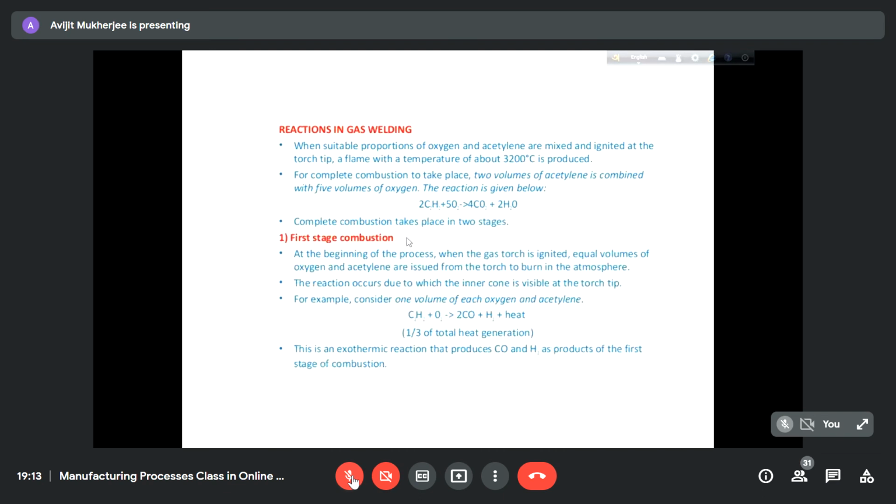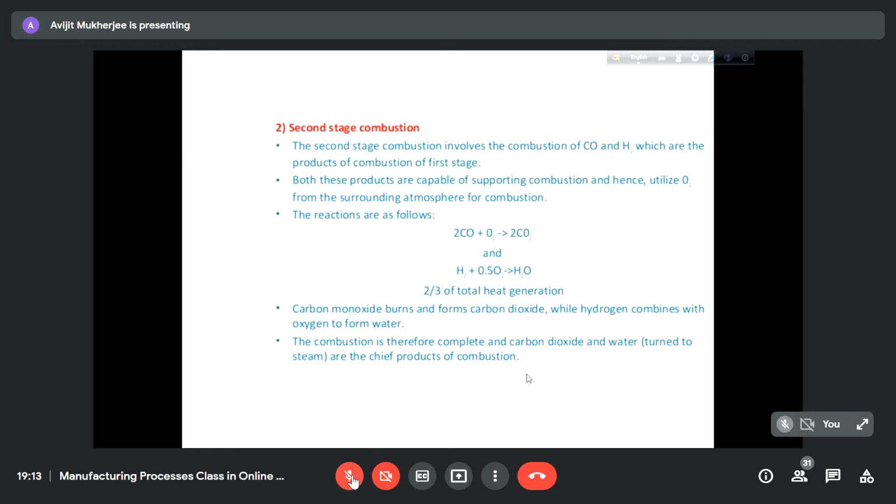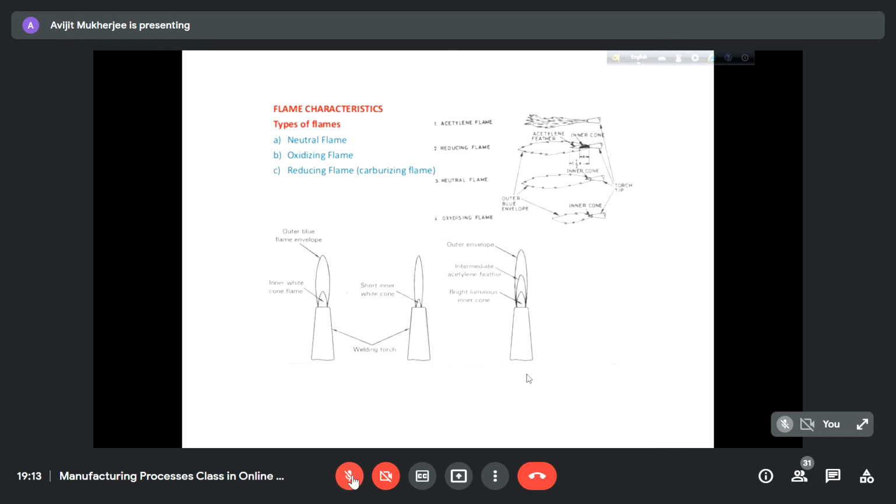Now these are the reactions we mentioned yesterday: acetylene C2H2 plus oxygen. But this is say complete combustion. All these are written here. That is second stage, first stage combustion. Don't worry. Neutral flame, oxidizing flame, reducing flame. And these are the comparative pictures of the various flames.